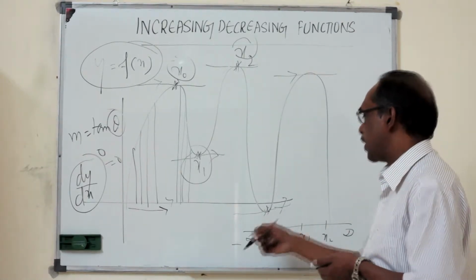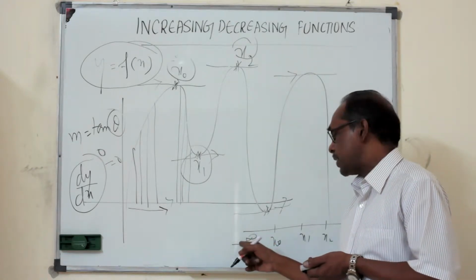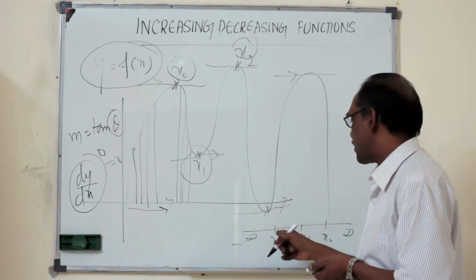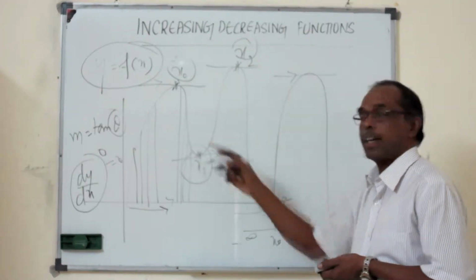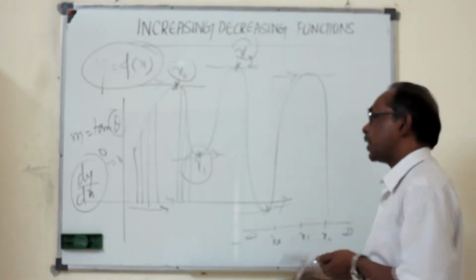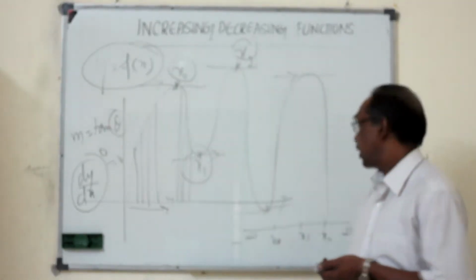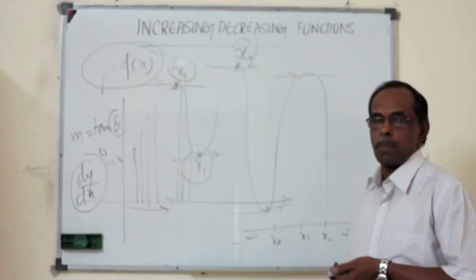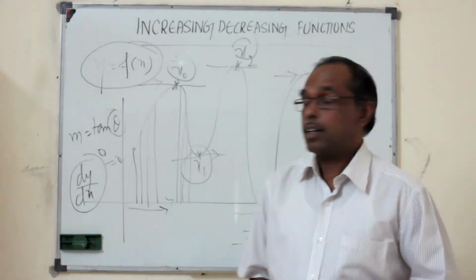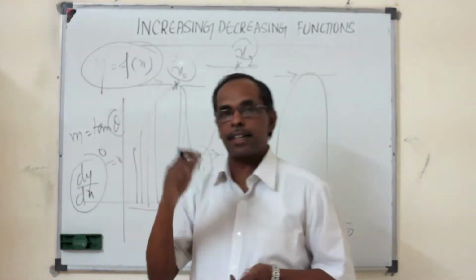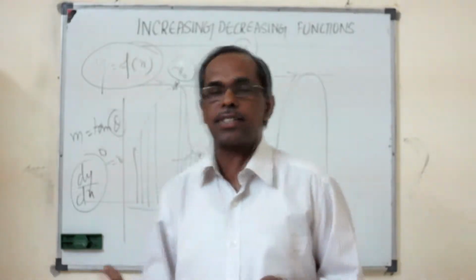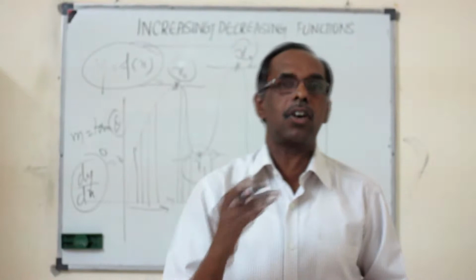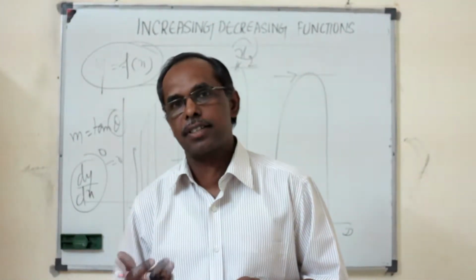So now you see that in the interval minus infinity to x0, the function is increasing. From x0 to x1, the function is decreasing. From x1 to x2, it is increasing, and then from x2 to infinity, it may be decreasing. So in a particular interval, this function y is equal to f of x is increasing, and in another interval it is decreasing. So how are you going to identify the intervals in which the function is increasing or decreasing? That's the concept we are going to learn in this chapter.